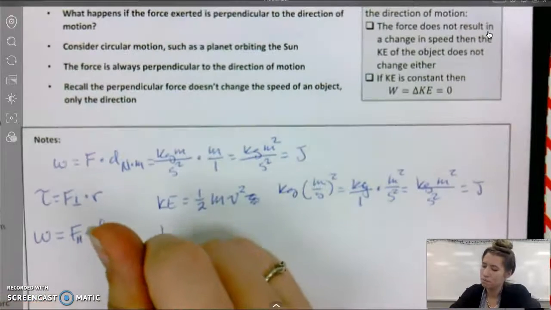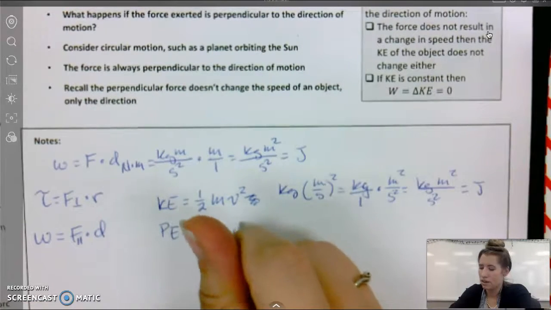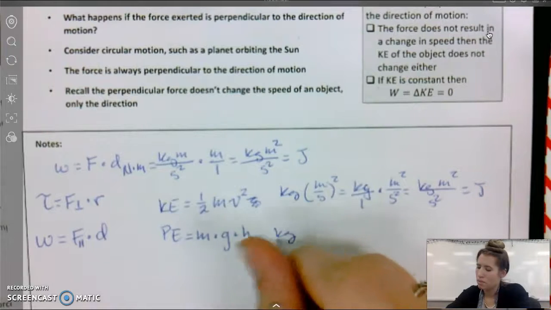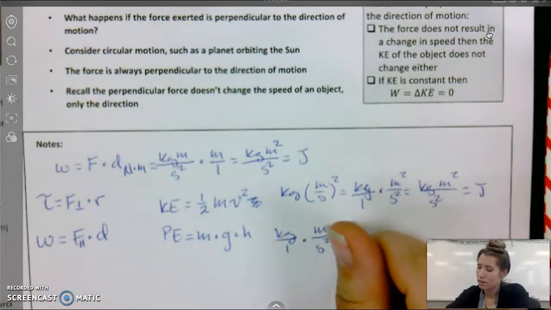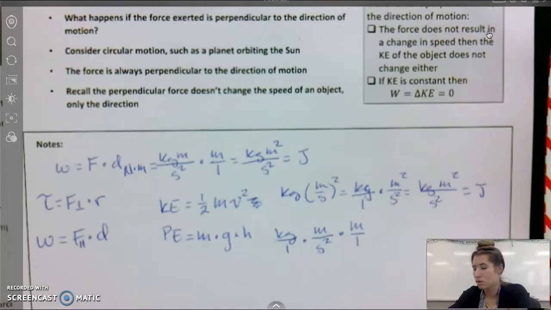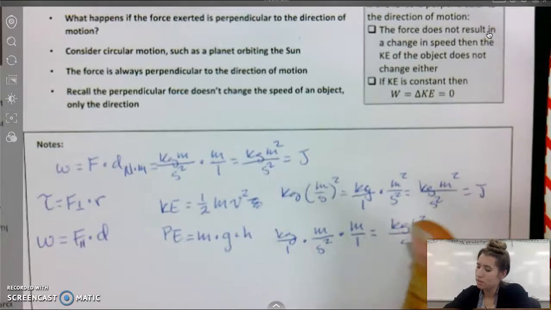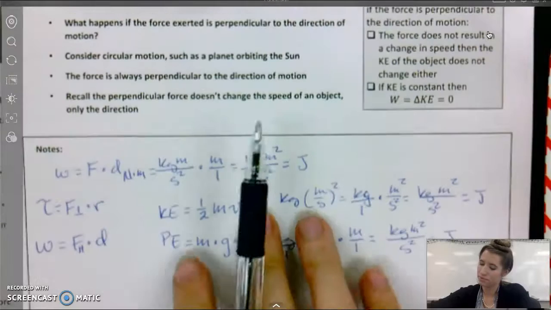Let's look at our last one here. Potential energy is mass times acceleration due to gravity times the height of the object. So that would be mass, in kilograms, multiplied by acceleration due to gravity, meters per second squared, multiplied by height, which would be in meters. And so we end up with kilogram meters squared per second squared. Okay, so we get a joule each time. So a joule is the unit for energy, for change in energy, and the change in energy is work, so it's the unit for work as well.